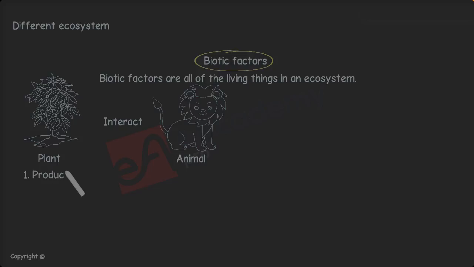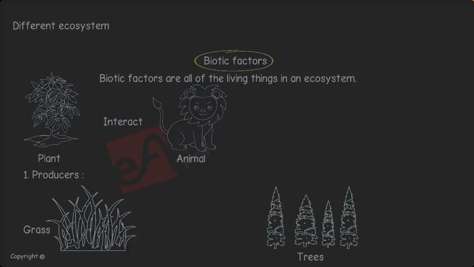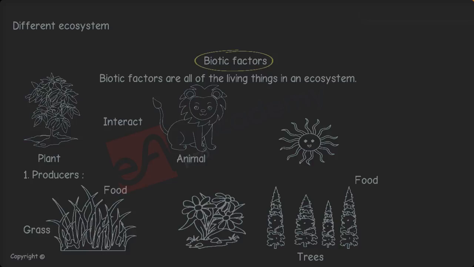Number 1. Producers. All plants, such as grass and trees, are producers. These organisms absorb the sun's energy and convert the energy into food for themselves, allowing them to grow larger, make flowers and seeds, etc.